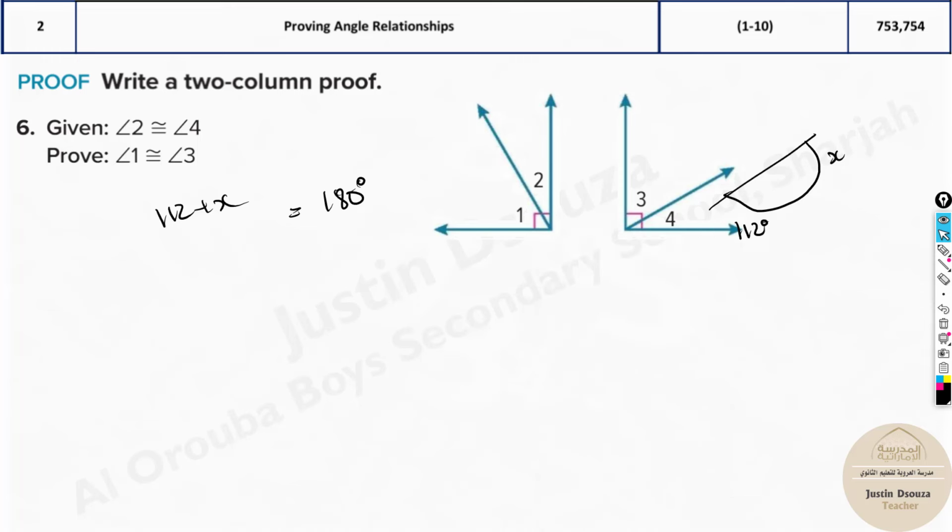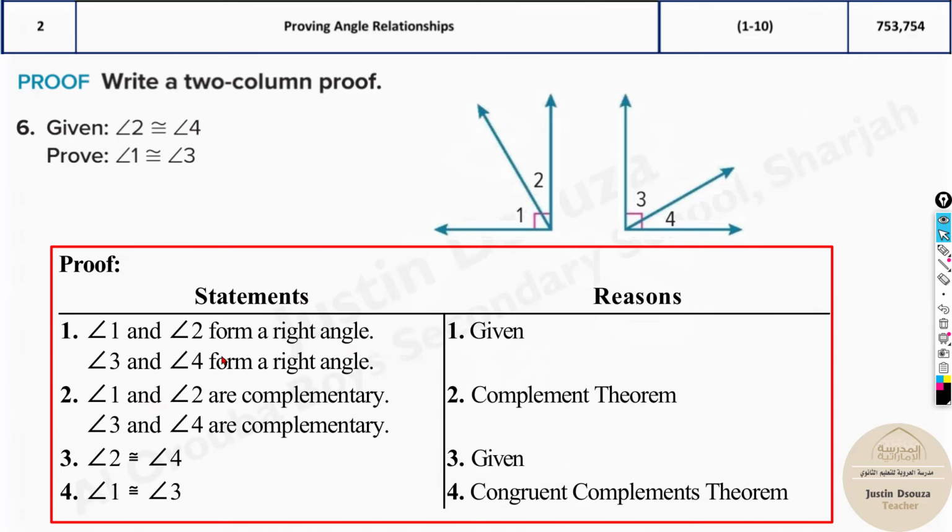And over here we have writing two column proof. Now this is done in the writing part. It won't be asked for you for MCQ, but it might be just which statement is used or something like that. Let's look into the answers.